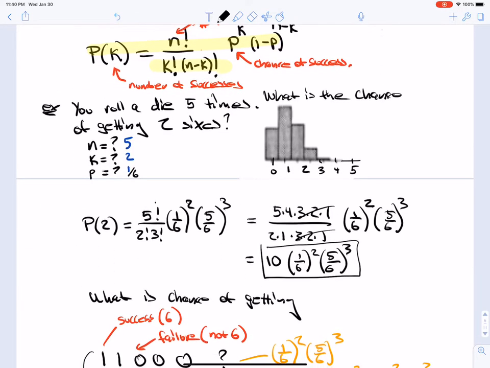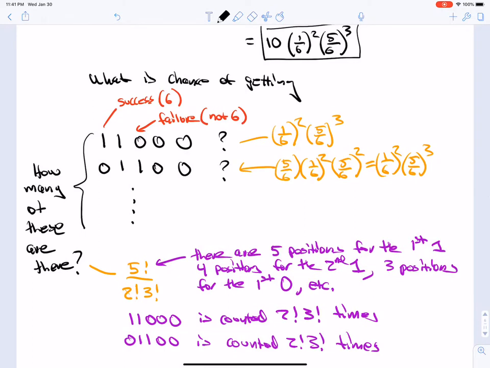So you can actually compute this. The probability of having 2 6s, according to the binomial formula, is given by the equation here. So it's 10 times (1/6) squared, (5/6) cubed. To understand this formula better, let's think about all the ways that we could get 2 successes. Success I'm just going to write as 1, failure 0, like in computer science. So the chance of getting 1 1 0 0 0 is (1/6) squared, (5/6) cubed, which is the same if you have it in a different order, like 0 1 1 0 0.